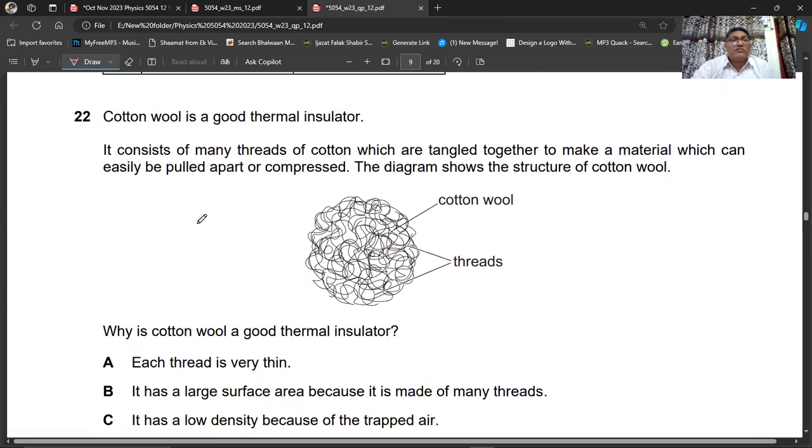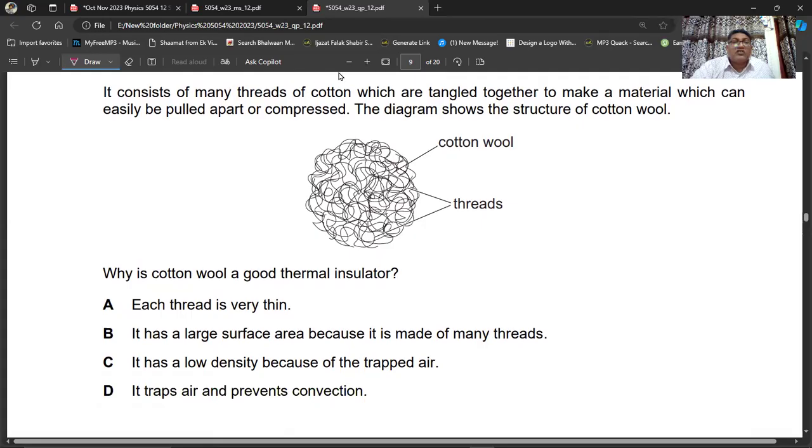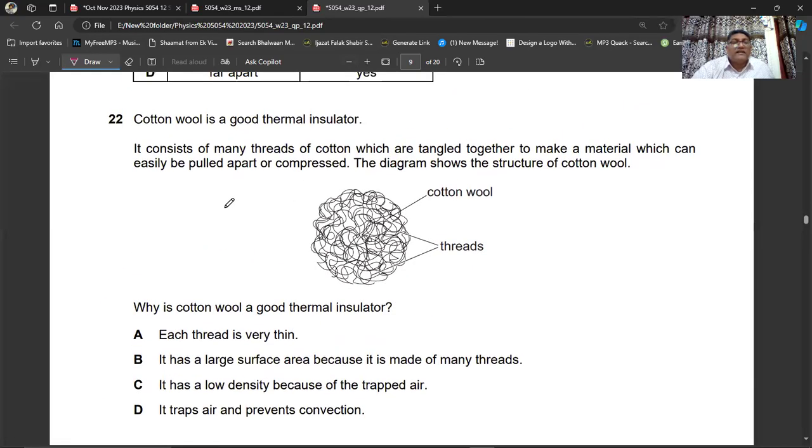Then we have question number 22. It says cotton wool is a good thermal insulator. It consists of many threads of cotton which are tangled together to make a material which can easily be pulled apart or compressed. The diagram shows the structure of the cotton wool. Why is cotton wool a good thermal insulator? The reason is that cotton wool traps air, which is a bad conductor of heat. So the reason is it traps air and prevents convection.